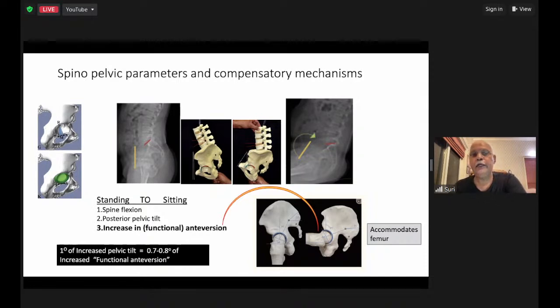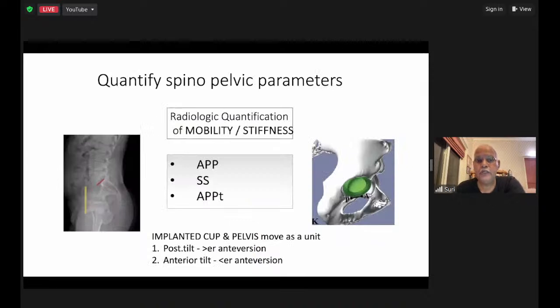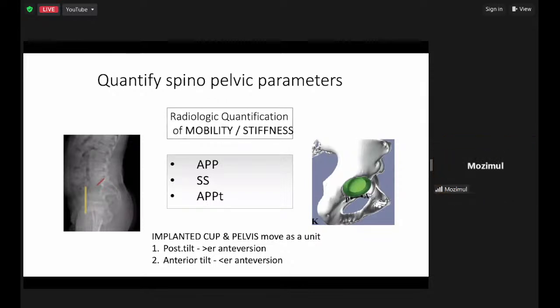So this is what we try to adjust. Suffice to say, how can we quantify radiologically quantifiable factors for mobility and stiffness? Look at only the pelvic plane, the anterior pelvic plane, and the sacral slope. I don't want to complicate it, just to make it very simple.